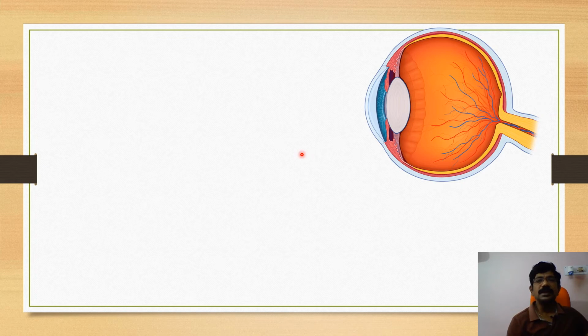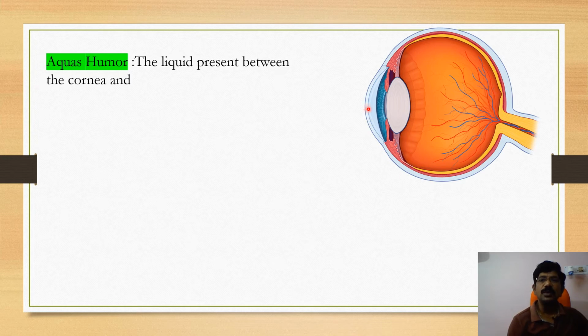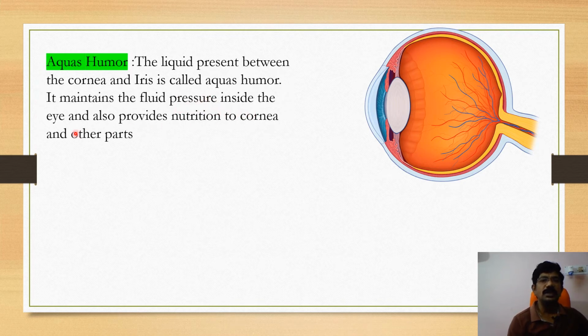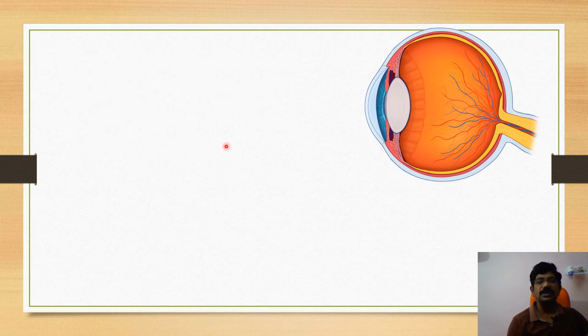Now let us discuss another important part, that is aqueous humor. Observe this one. The aqueous humor is present between the cornea and iris. This liquid maintains the fluid pressure inside the eye and also provides nutrition to the cornea and other parts of the eye. It consists of amino acids and glucose.